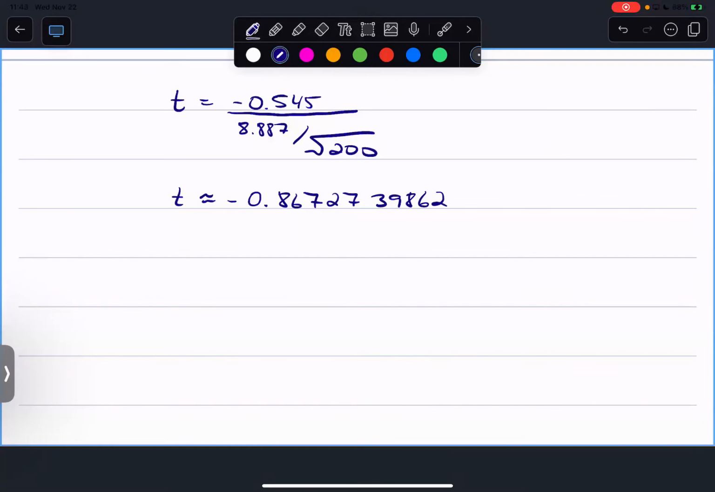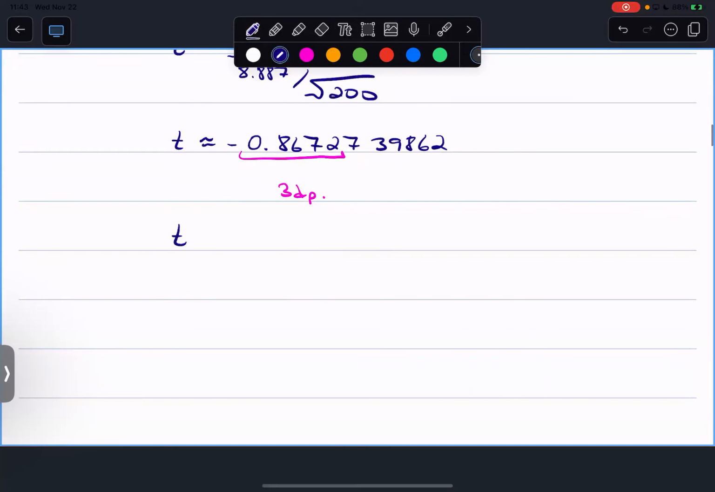How many decimal places? Let the table be your guide. You've calculated a t, so you need to use the t table, and you'll see that the t table gives all its t's to 3 decimal places, so you're going to round properly to 3 decimal places. And so here, t is roughly negative 0.867.